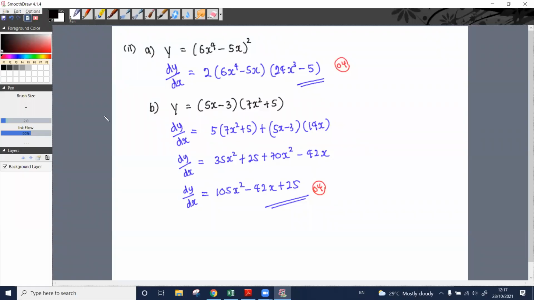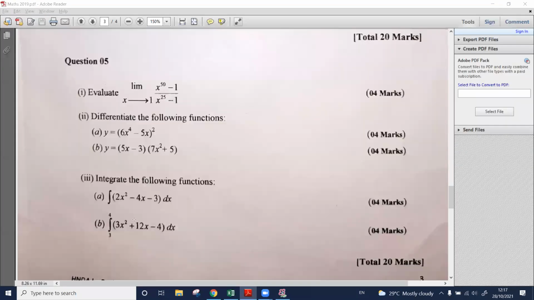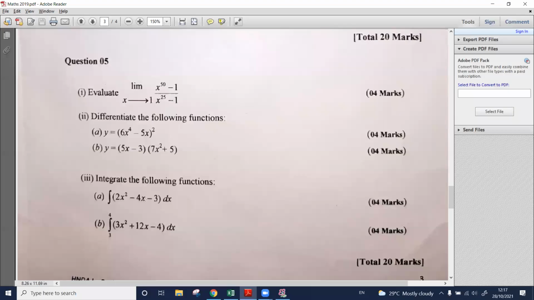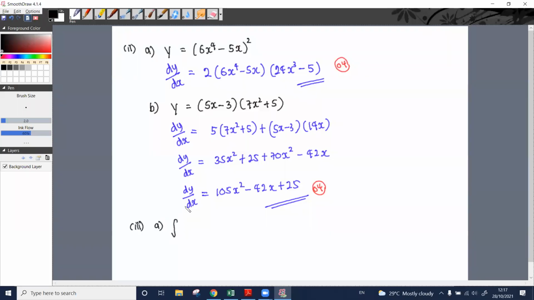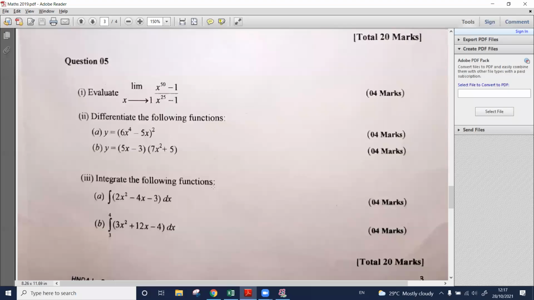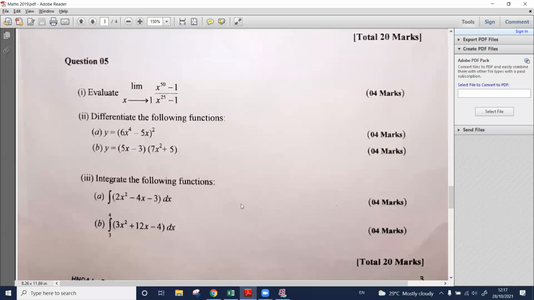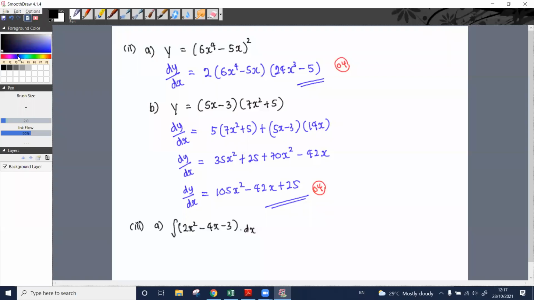Part 3. Part 3A. Integrate the following function. First one is normal integration. 2x squared minus 4x minus 3. We need to find the integration of this, right? So how can we do that?